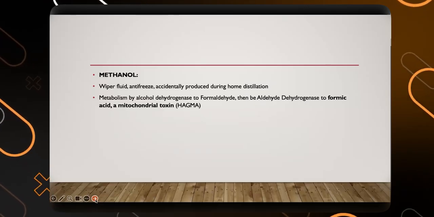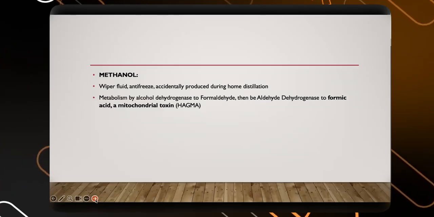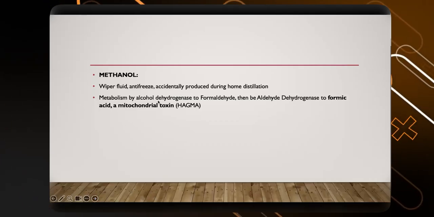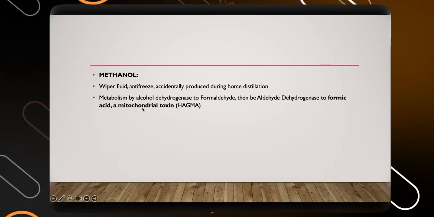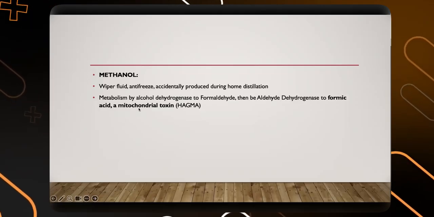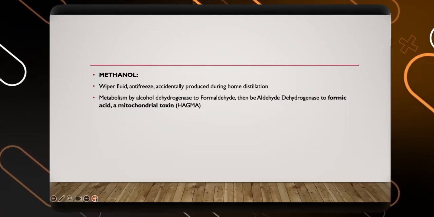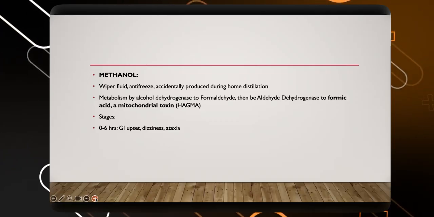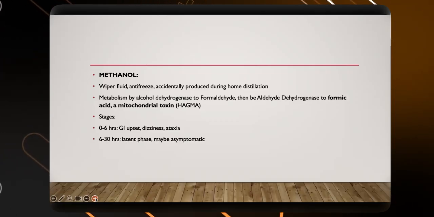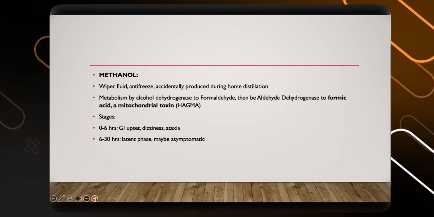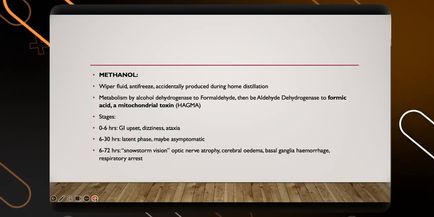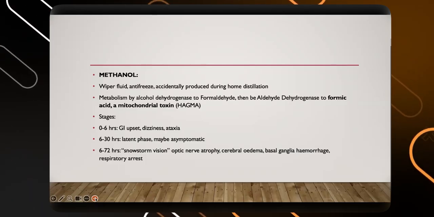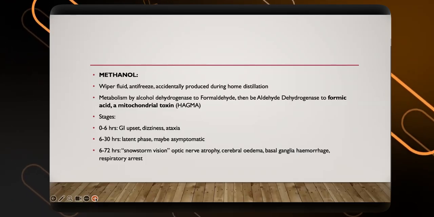Methanol, which is found in antifreeze and is accidentally produced during home distillation, is metabolized by alcohol dehydrogenase to formaldehyde, and then by aldehyde dehydrogenase to formic acid, which is a mitochondrial toxin and again leads to a high anion gap metabolic acidosis. The stages, again, start with GI upset, dizziness, and ataxia. Then there may be a latent phase, which may be asymptomatic. Then there could be snowstorm vision, because of optic nerve atrophy, cerebral edema, basal ganglia hemorrhage, and respiratory arrest.